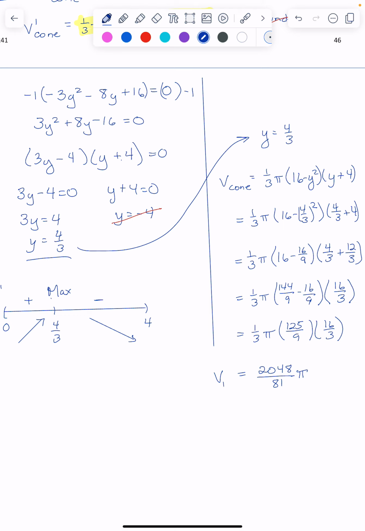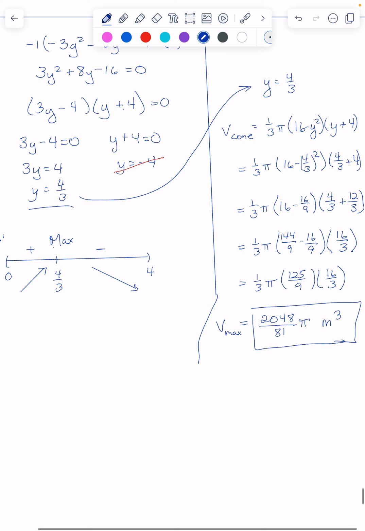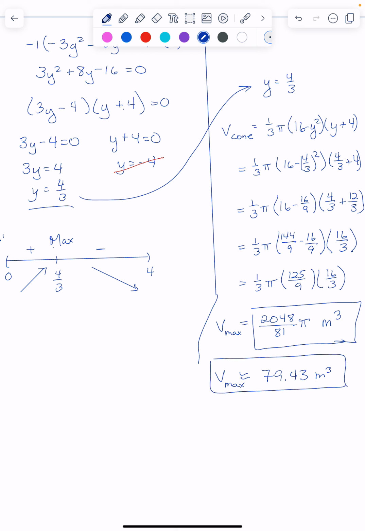Okay, so this is my V max, right? And that's going to be in meters cubed, because it's a volume. If you're looking for the exact answer, this right here is my exact answer. I'm going to leave it in terms of pi. I'm not going to plug in the pi onto my computer or my calculator and find the decimal. If I'm asked for a decimal, let's say rounded to 2 decimal places, to the hundredths, then I would end up with 79.43 meters cubed off of this. All right. So that's how you do this problem.